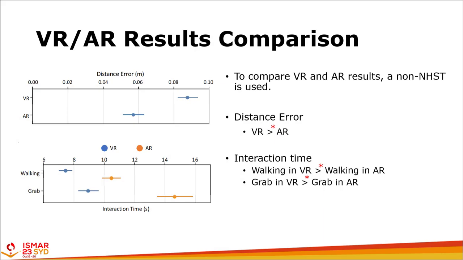After the VR and AR studies, we compared their results using a non-null hypothesis statistical test, focusing on the sample mean and bootstrapped 95% confidence interval. We expected that VR will have smaller distance error than AR because VR users could focus more on 3D plots than AR users due to their background characteristics. However, our results show that AR has statistically smaller errors than VR. The interaction time in VR was much faster than AR for both walking and grab.